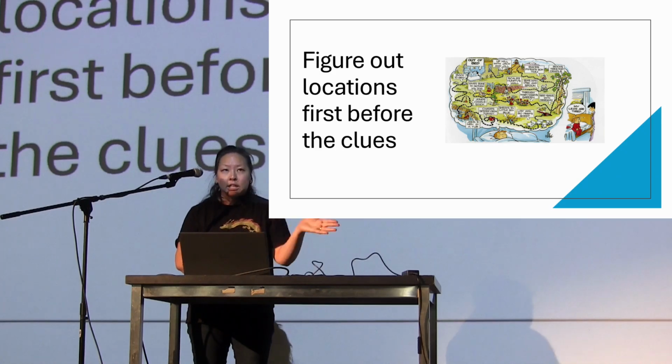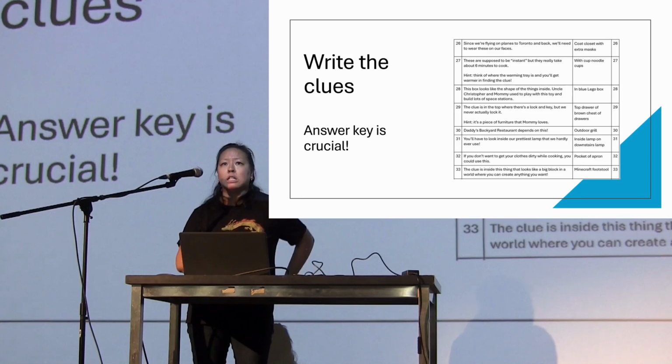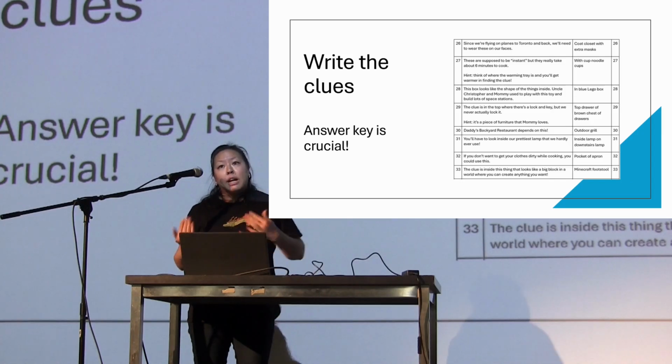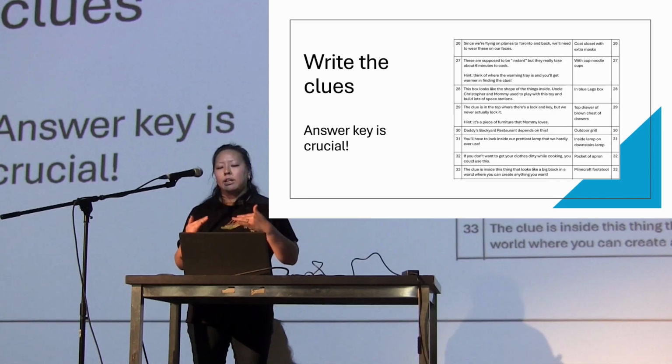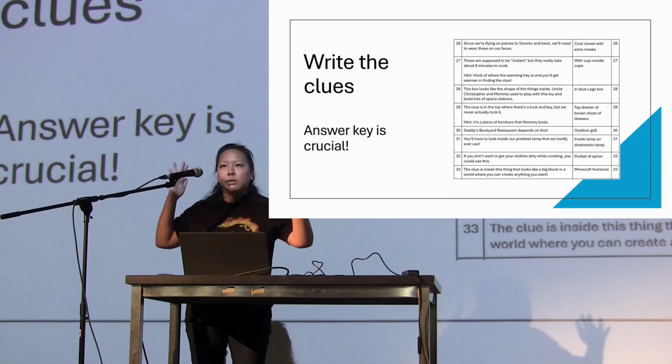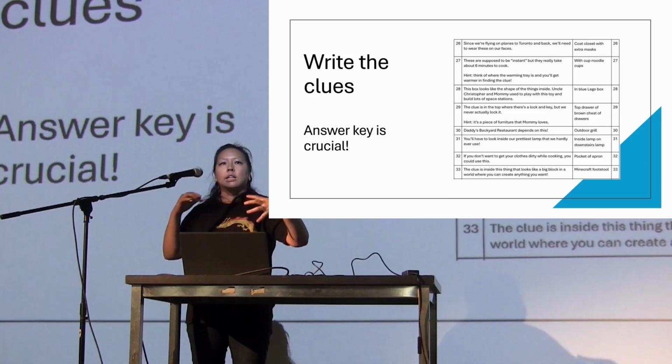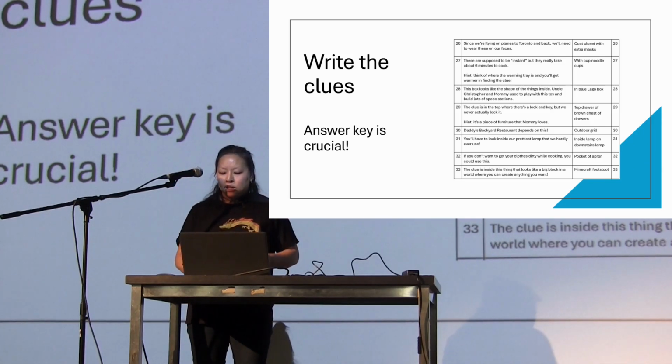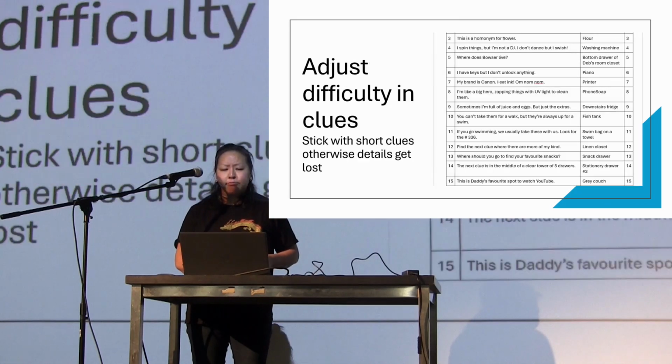Yeah, so go to each room, take notes, write the clues. Your answer key is really crucial. So I have my clues on the left-hand side, and then I do an answer key on the right-hand side so I know where we're going. And then when you're actually placing the clues, it's the idea of thinking one step ahead. So like, where am I going to the next location? It's a little bit of mental gymnastics, but it works out.